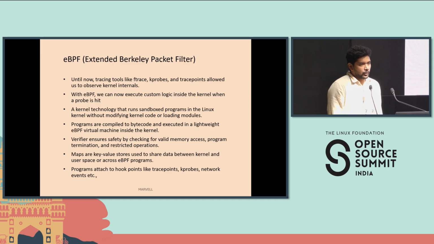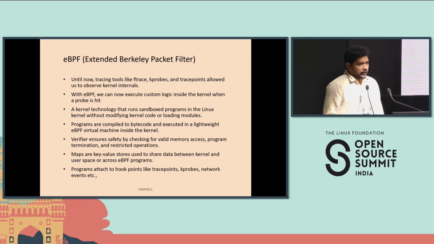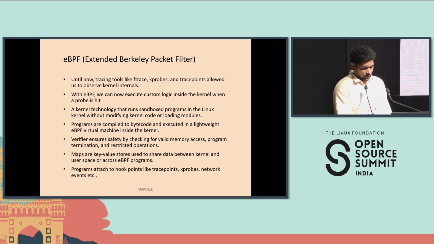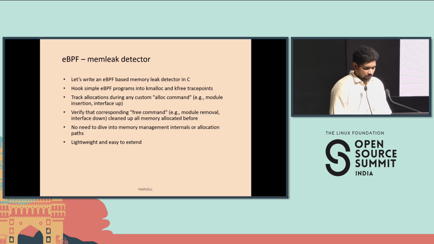After the verification is done, when we write an eBPF program, we specify where it has to be attached, such as a particular tracepoint, when a packet is received, or when an fprobe is hit. There is a data structure called maps, which are key-value stores used to share data between eBPF programs and user space programs. This picture shows whatever I described now.